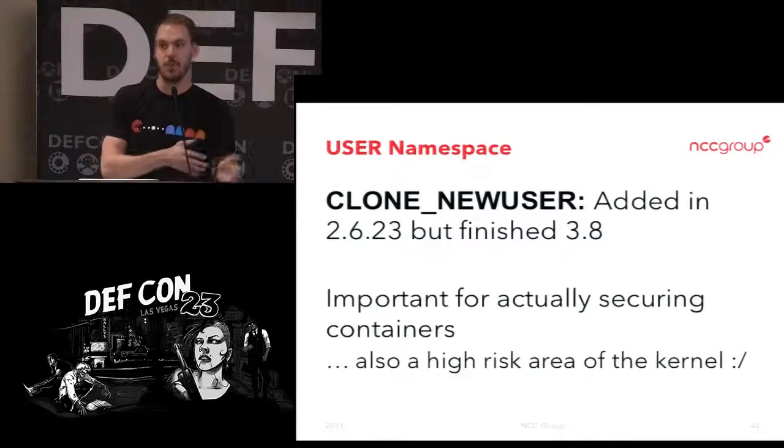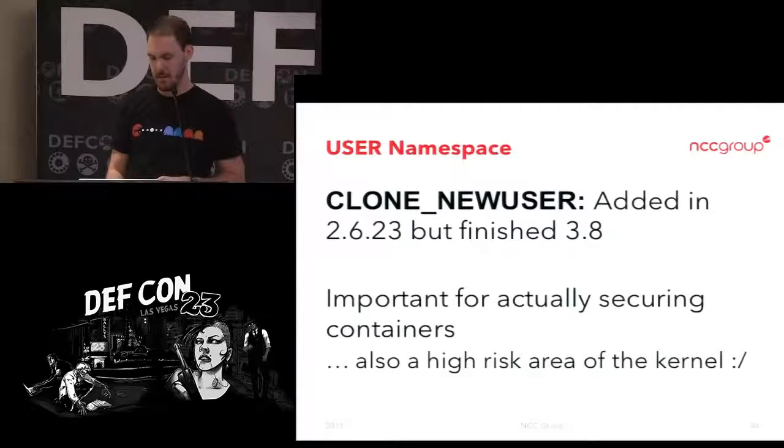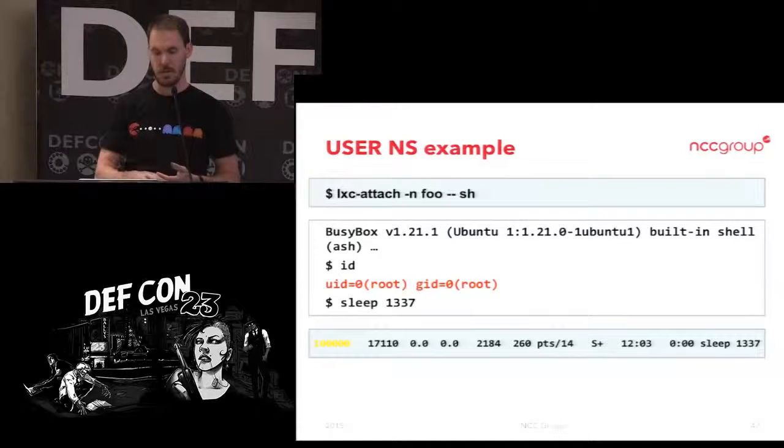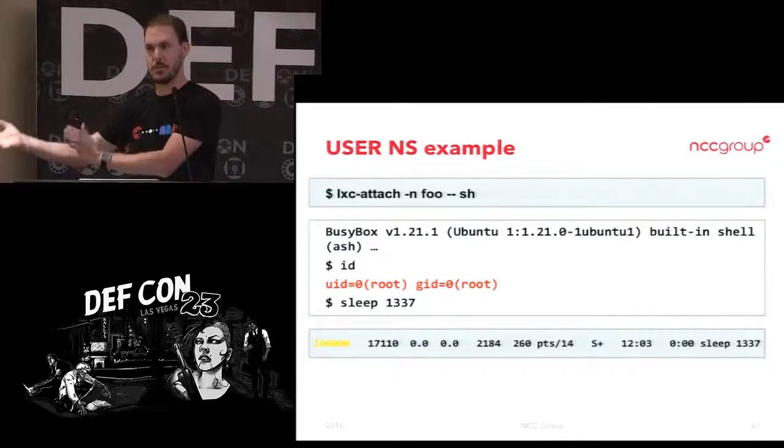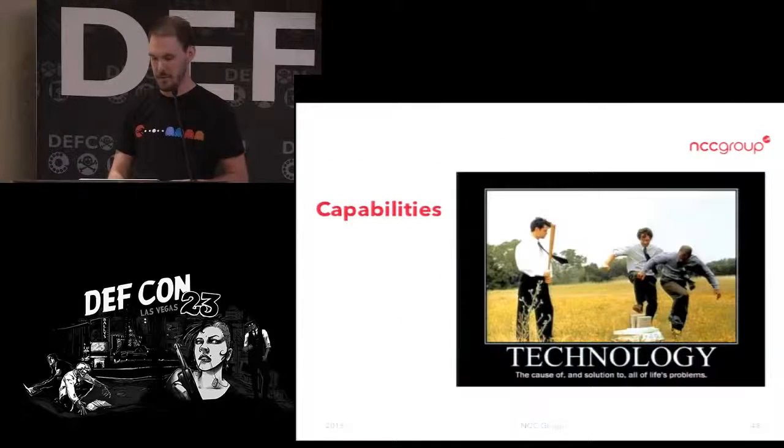and so there have been a few vulnerabilities of using the user namespace to break things outside the context of containers. The way that looks is, if you attach to our foo container, if you're root you can see inside, you run sleep, and then outside of it, you're actually UID 100,000. Essentially it just shifts all your UIDs up by some offset.